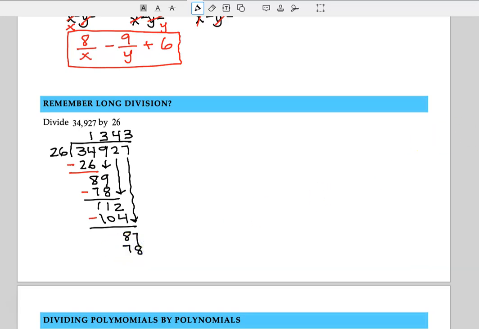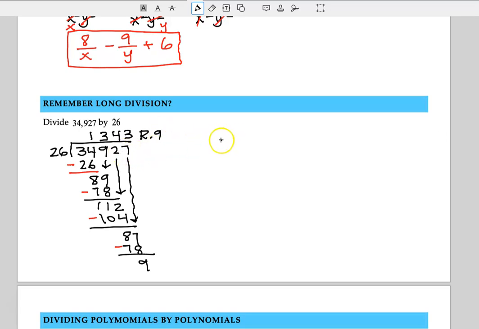And then let's subtract that. And what do we get there when we subtract those? 9? Yeah. And so 9 is our remainder. Sometimes we write this as 1,343, and then we say remainder 9.